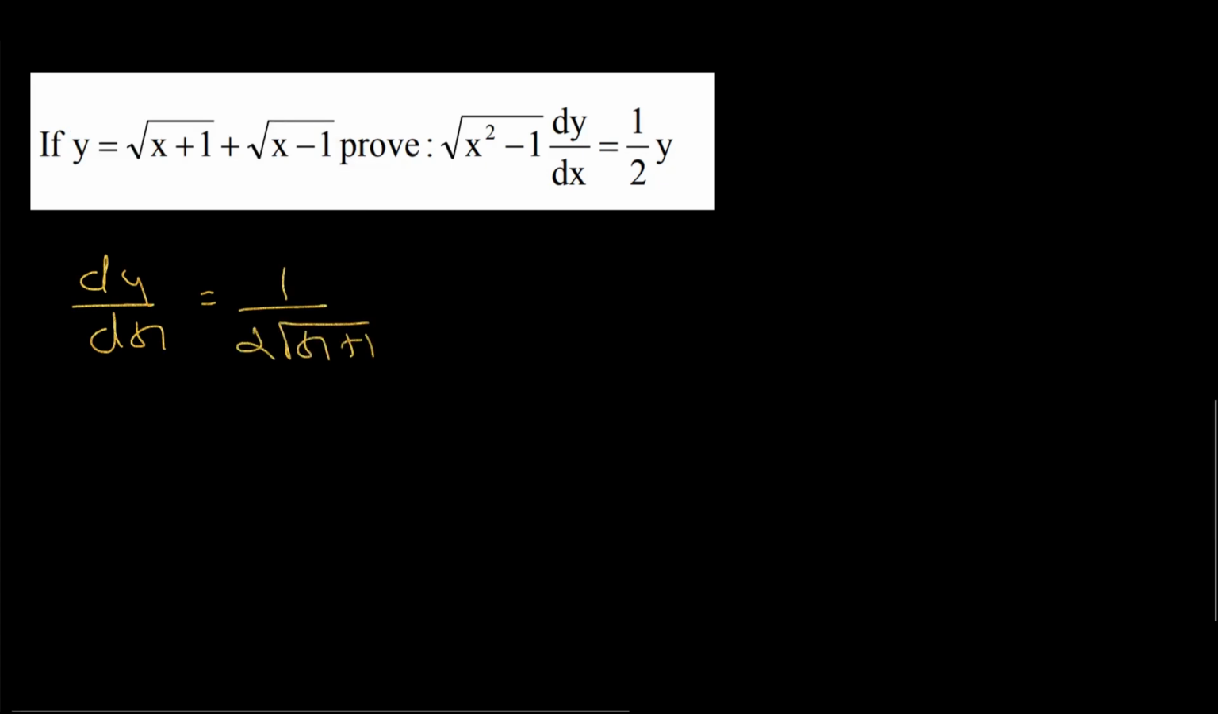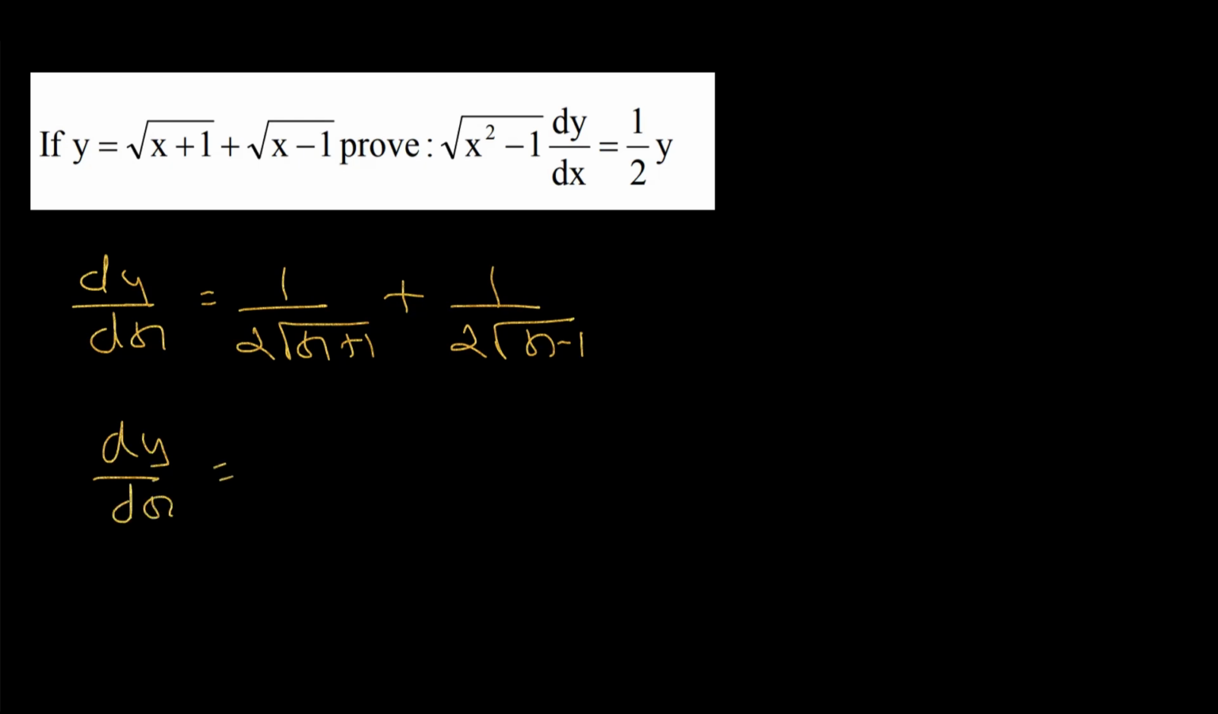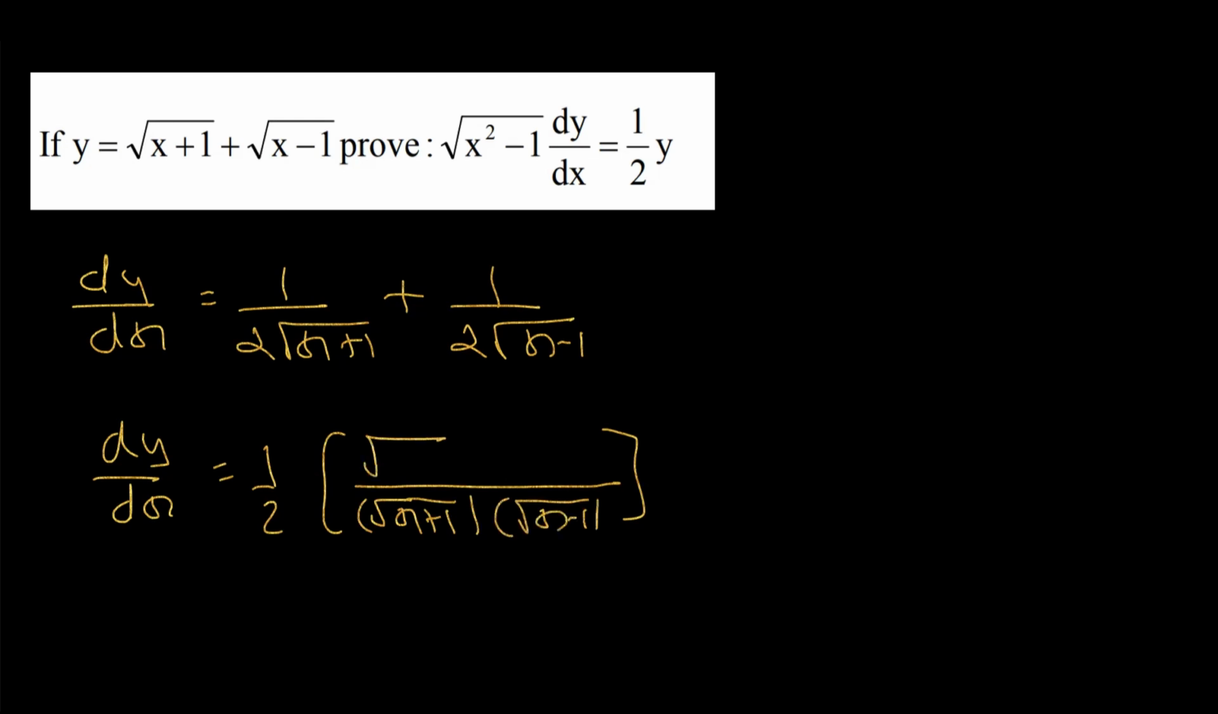By chain rule, the differentiation of the inside is 1, so multiplying by 1 is the same. Similarly, the other term is going to be 1 over 2 times under root x minus 1. Next, we can take half common and take the LCM inside, which gives root x plus 1 multiplied by root x minus 1, so the numerator results in root x minus 1 plus root x plus 1.